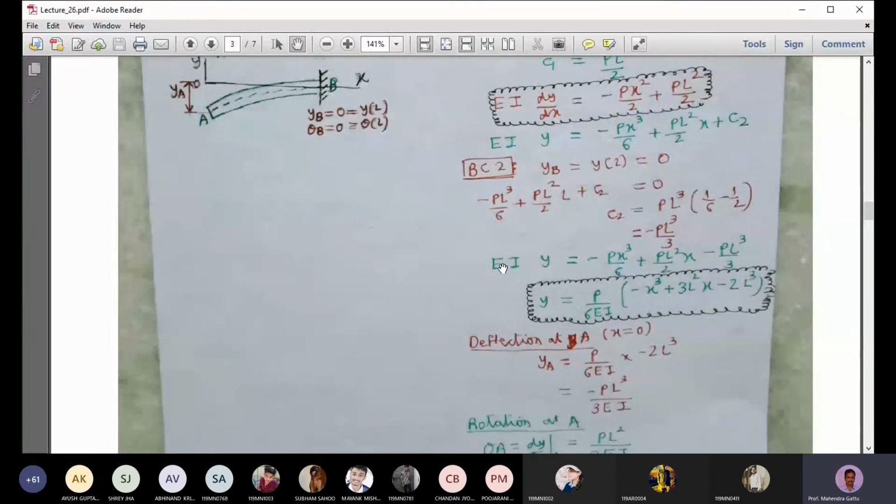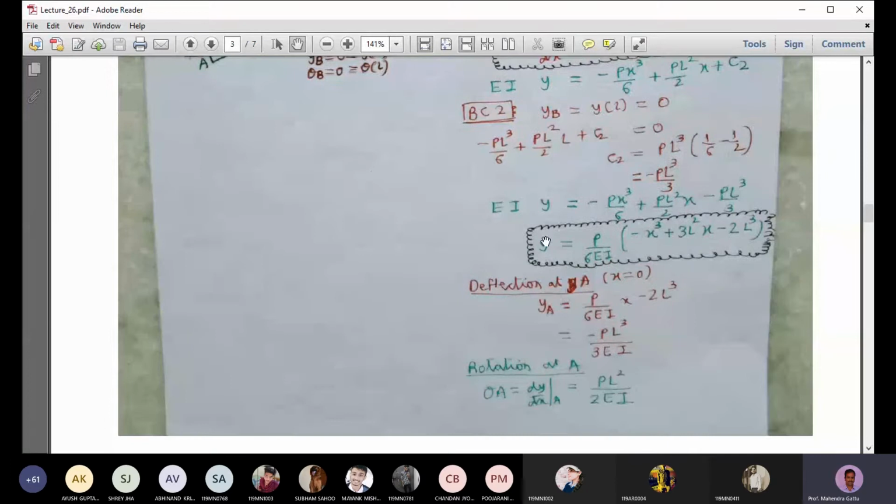So what you can do, we can send that EI to the right hand side and take 6 common. So y is P by 6EI times (minus x³ plus 3L²x minus 2L³). Okay, so this is the final expression for deflection.